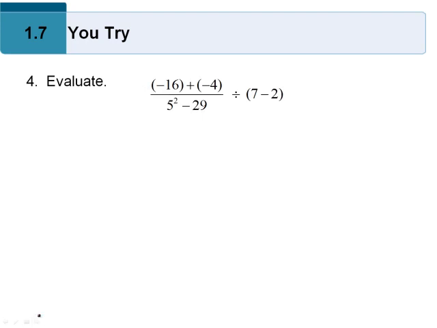All right, so let's look at number 4. Wow, this looks like a doozy. So we have fractions that we need to simplify, and we also have division and another parentheses over here with 7 minus 2. So I want to simplify the fraction bar. On top, I have negative 16 plus negative 4. The signs are the same, so I'm going to just add and keep the sign. So that's going to give me negative 20 on top.